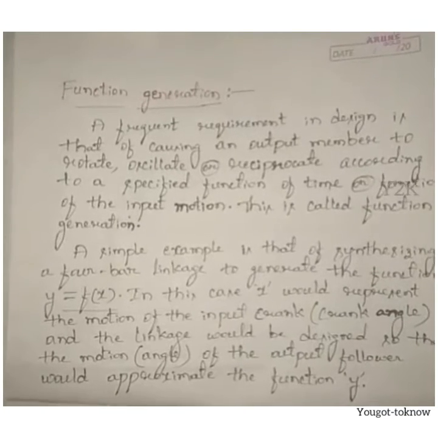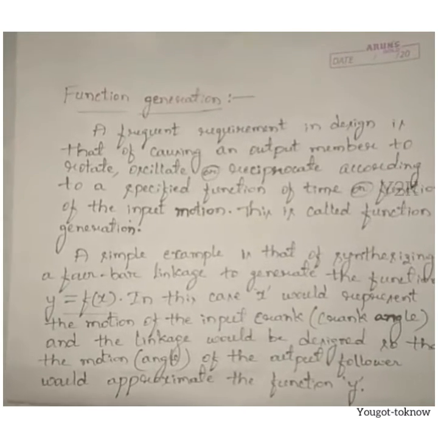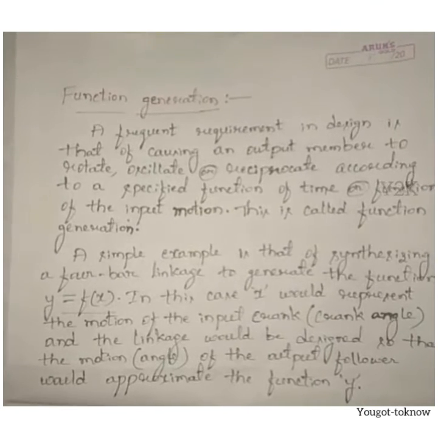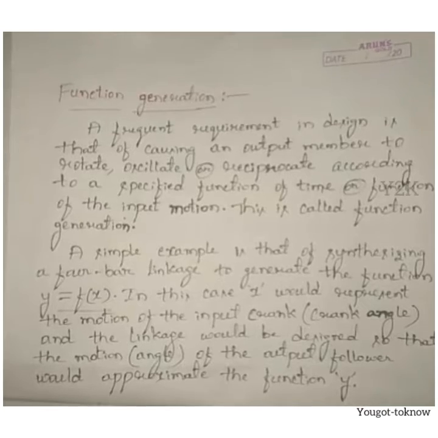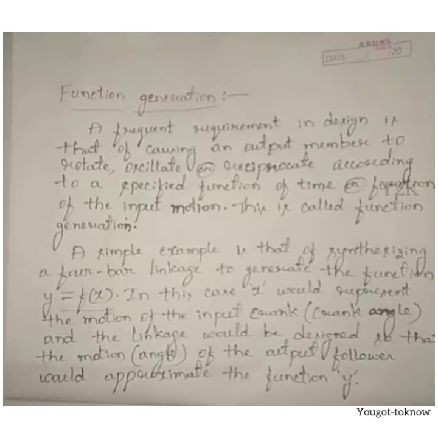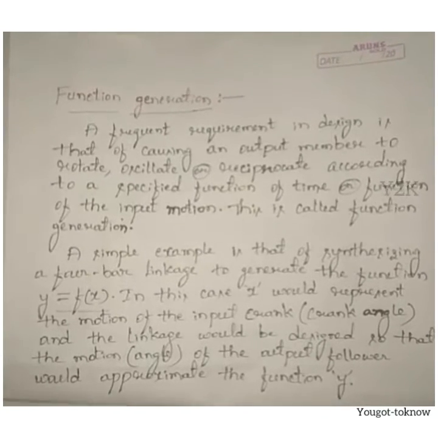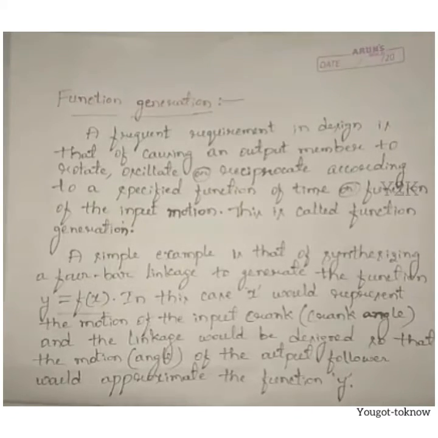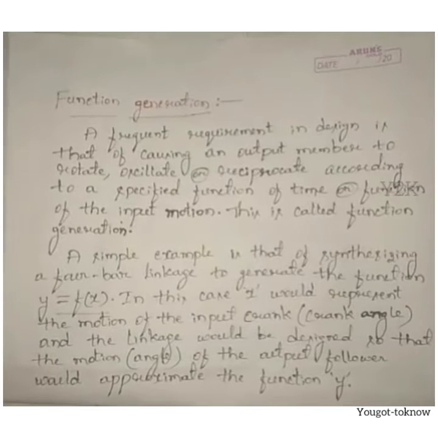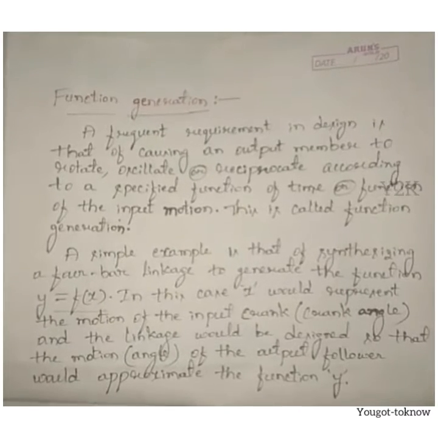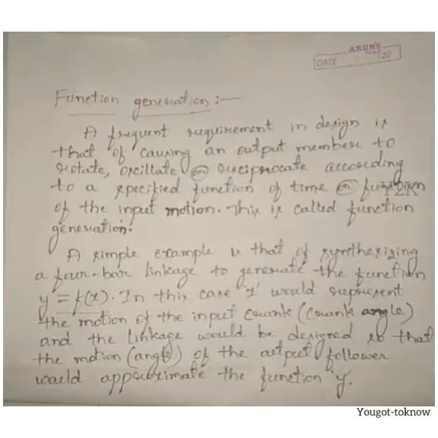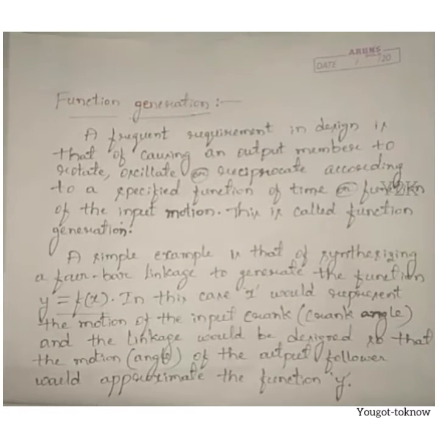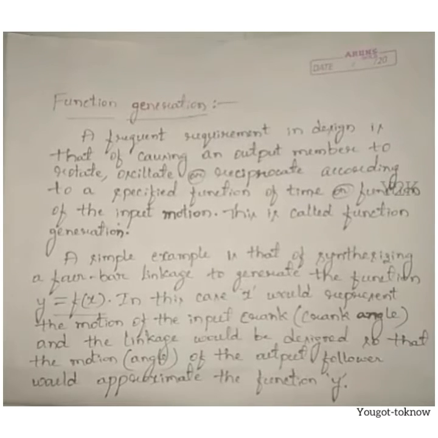Generally, the mechanisms are designed to obtain the required motion at the output member. The required motion at the output member may be in the form of rotation, oscillation, or reciprocating motion. The motion of the output member is always a function of the input link motion.